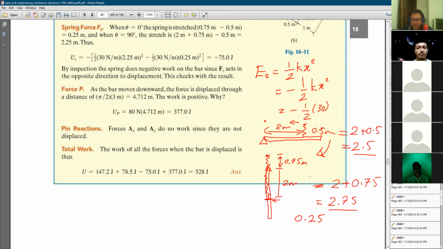I don't know why the book is like this, but it has to be. My comment to the book is they need to reproduce the image so that people will get it more easily understood. Okay.